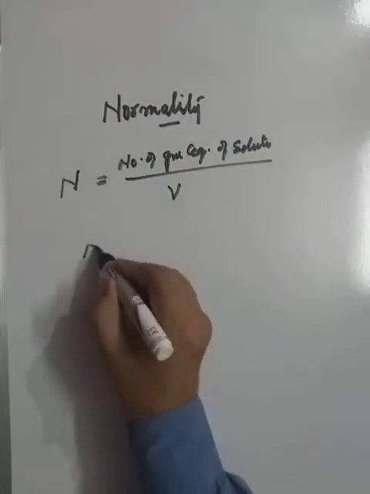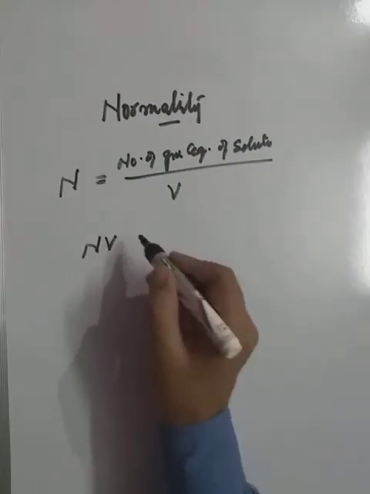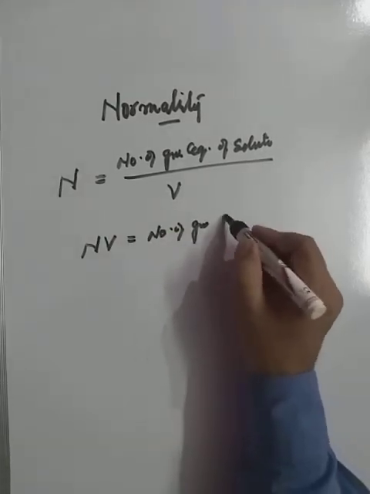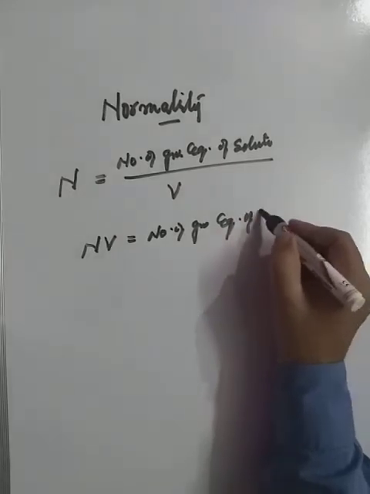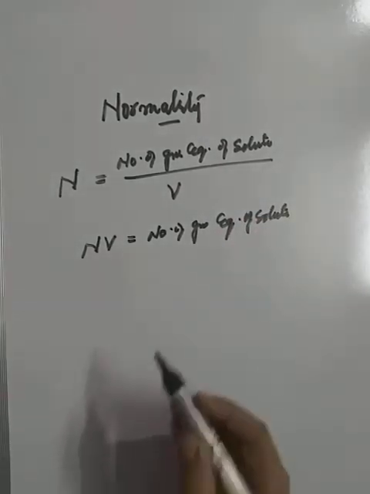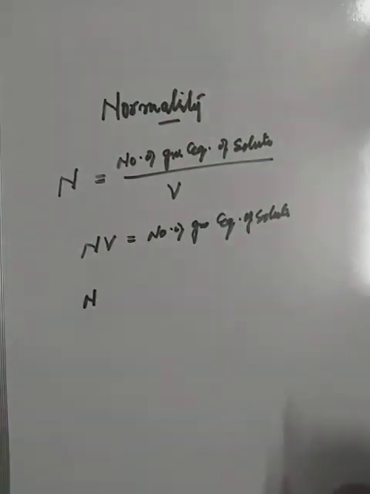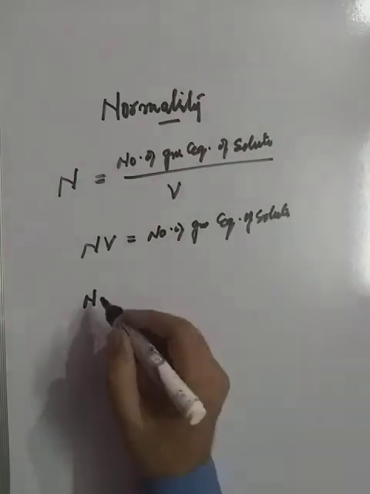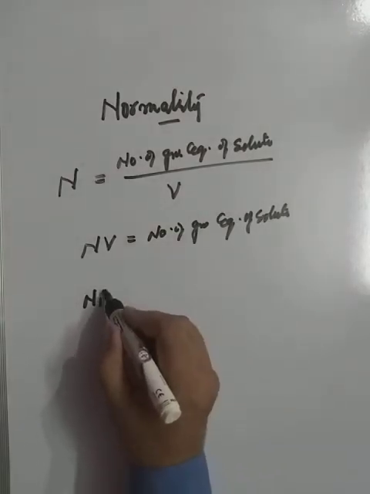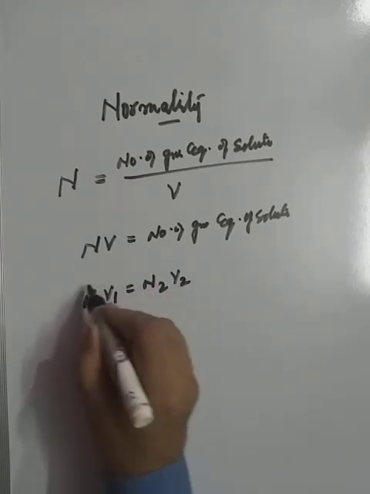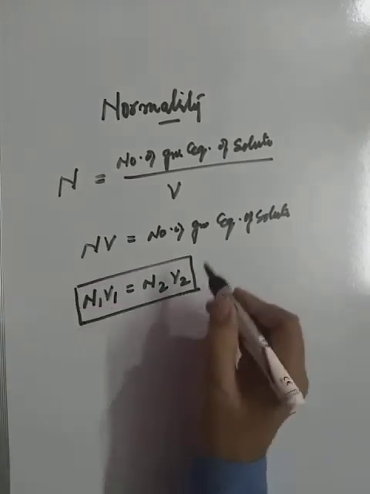So by cross multiplication we can say that N into V is equal to the number of gram equivalent of solute. For neutralization, the number of gram equivalent weight of solute of one solution, meaning acid, must be equal to the number of gram equivalent weight of base. Then complete neutralization will take place. Then we can say that N1V1 is equal to N2V2. So this formula we can obtain from this place.